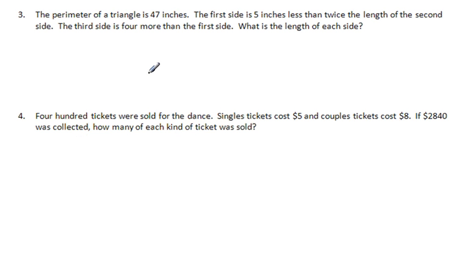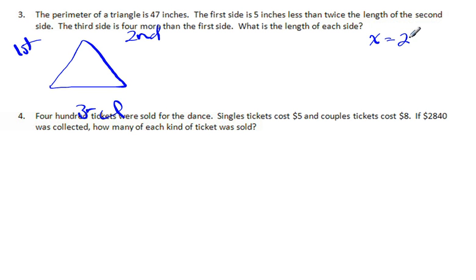Moving on. Perimeter of a triangle is 47. All right, let's draw a triangle. Call this first side, second side, third side. First side is 5 inches less than twice the length of the second side. Oh my goodness. So I need to call, I guess I'll call X my second side.